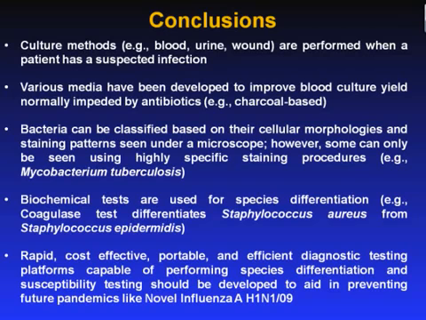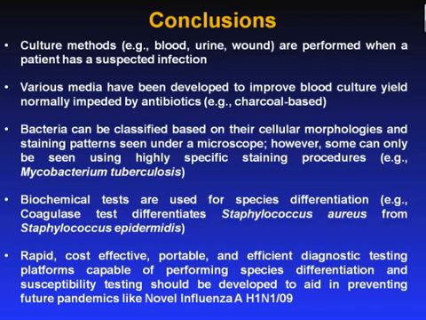Various culture media, such as media with activated charcoal, have been developed for improving blood culture yield normally impeded by antibiotics. Once cultures become positive, various staining procedures can be performed for identifying bacterial cell morphologies. Highly specific staining procedures can actually be used for differentiating organisms. One specific example given in this lecture was the acid-fast stain for detecting Mycobacterium tuberculosis.